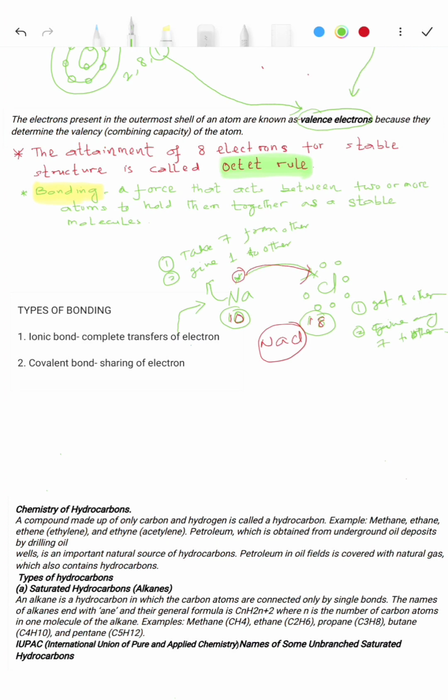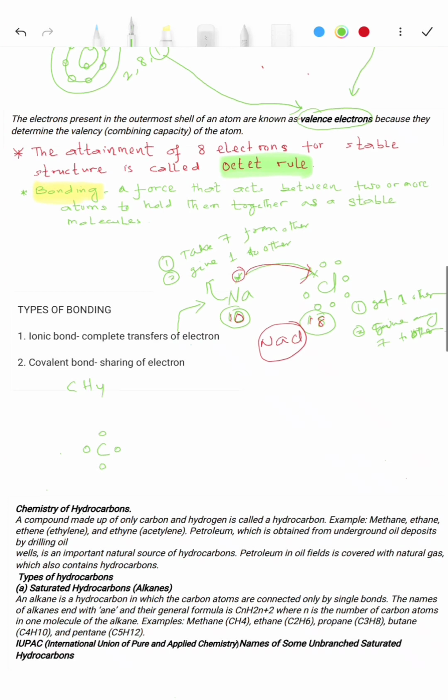Coming to covalent bond, that is sharing of electrons. Let's take the example of methane. Methane is CH4. By drawing the Lewis dot structure, carbon has 4 electrons in the outermost shell. In order to fulfill the octet rule and have a stable structure, carbon has 3 options. One is to take 4 from others. The second option is to give away 4 to others. And the third option is to share 4 with others. Options 1 and 2 are too difficult for carbon. That is why carbon goes for the third option, sharing of 4 electrons with others.